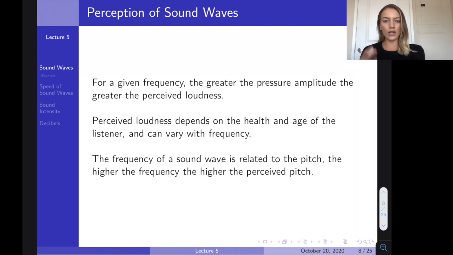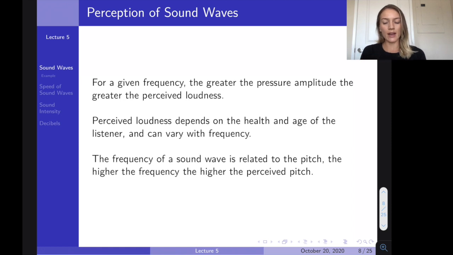So generally, for a given frequency, you will experience it louder as the pressure amplitude increases. So a greater pressure amplitude will generally correspond with an increase in loudness. However, this also obviously depends on your health and your age.